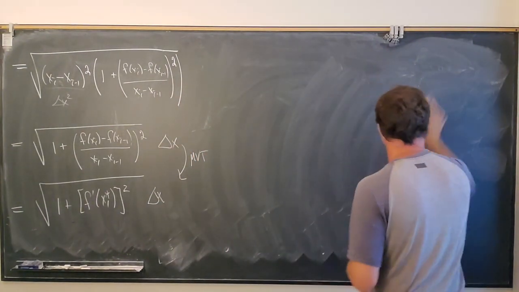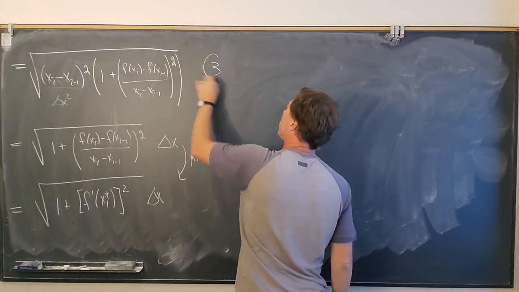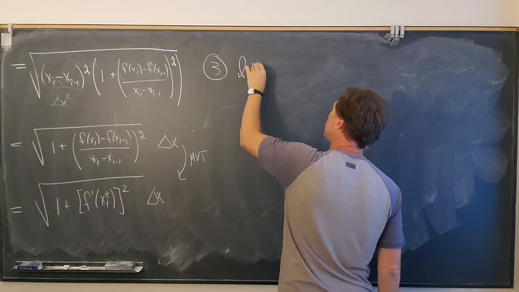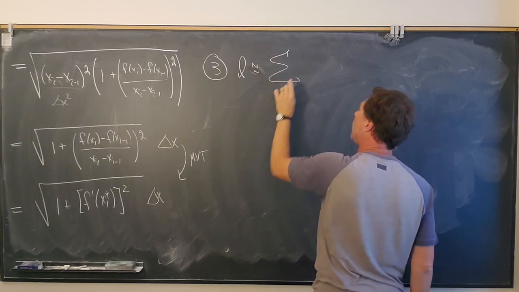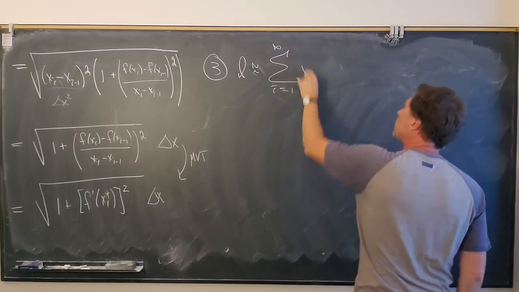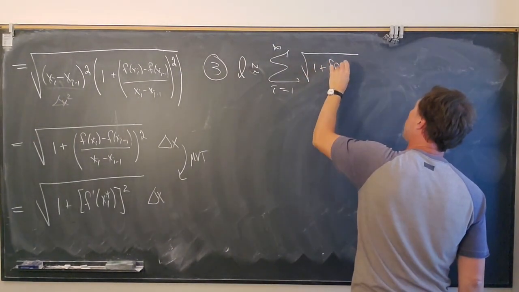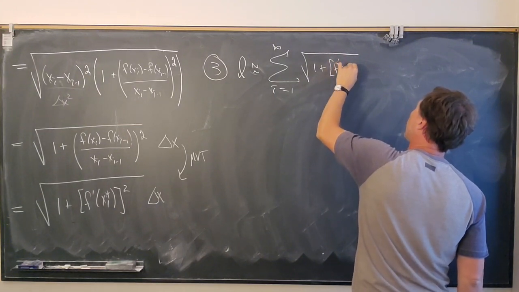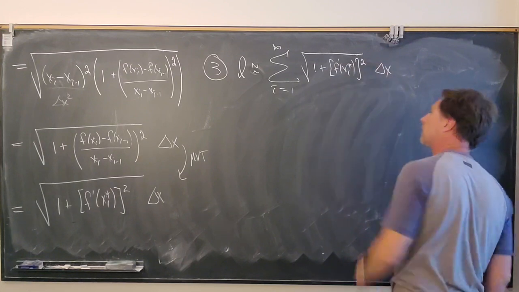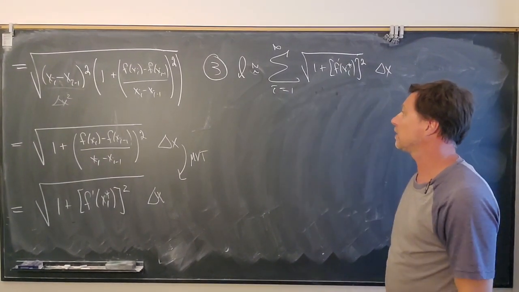All right, so that's the completion of step 2. So step 3, the length of that curve is approximately equal to the sum of the lengths of those line segments, which can be expressed like this: the sum of the square root of 1 plus f prime of xi star squared times delta x. Right? So here's a Riemann sum that approximates the length of the curve.